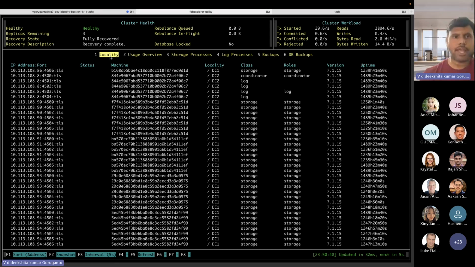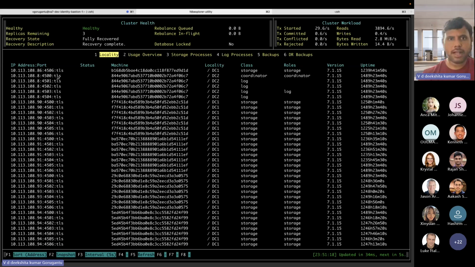And one more thing, the first tab is locality, because when we are bringing up a large production cluster, around 46 nodes, it's very difficult to identify which data center, which IP address is sitting, which port number it is binding, and what FoundationDB role it is playing. But by using this utility, we can understand that for this IP, port number 4506 is playing the storage role, and 4500 is acting as a coordinator.